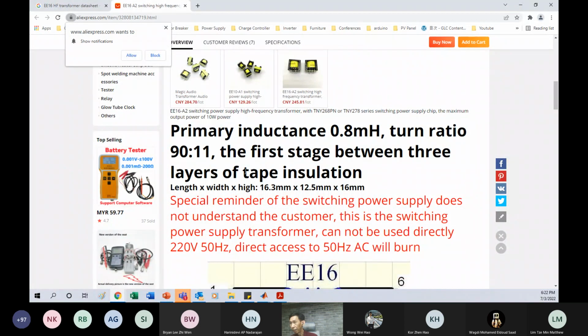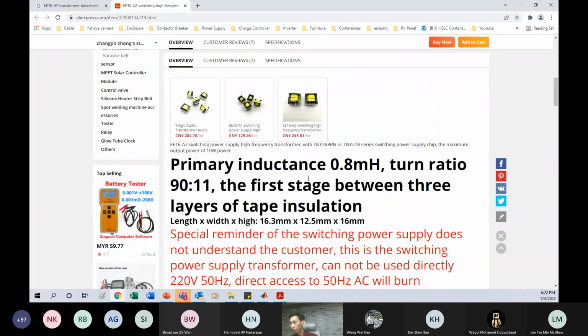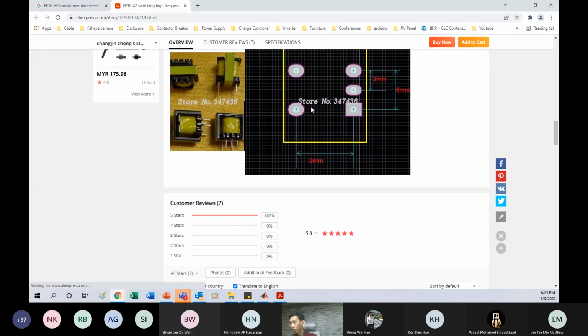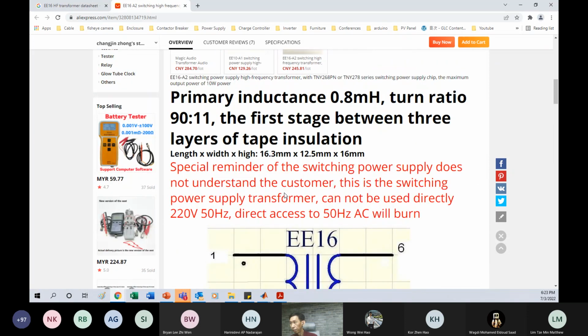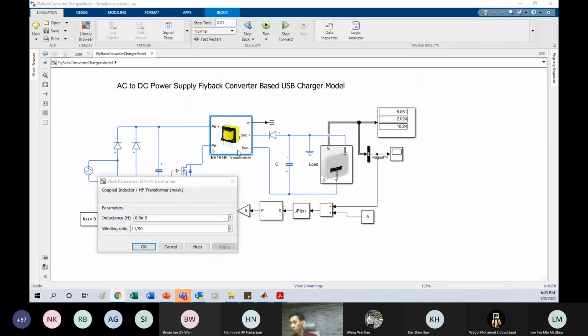This is where I get the data. Yes, this is the right one. It will tell you the primary inductance is 0.8 and the turns ratio is 90 to 11. This is the symbol and the size. If you really want to design your own, it will give you the footprint and so forth. So this is how I put it here: 0.8, 11, 90 ratio. Output is 11, input is 90.